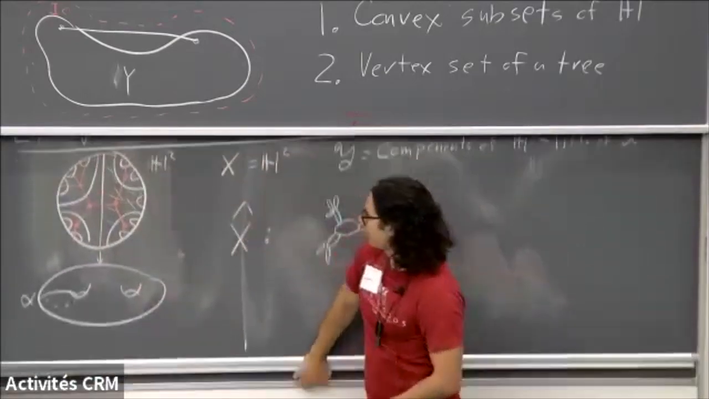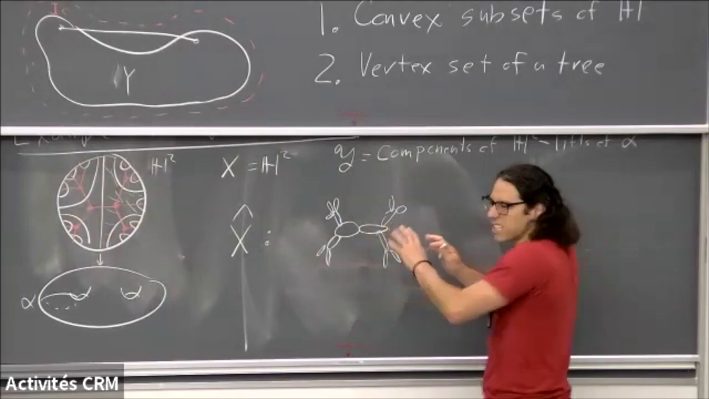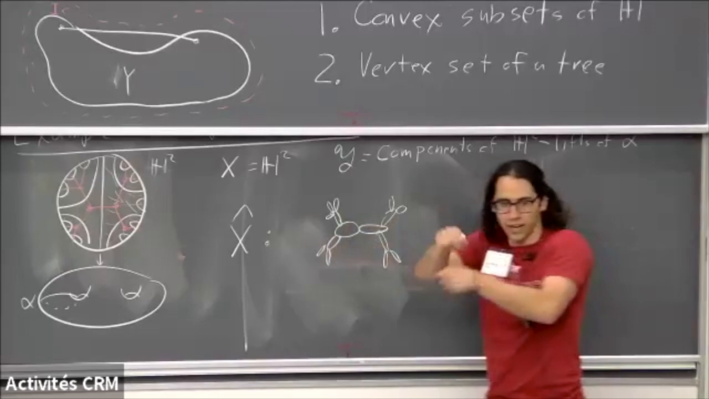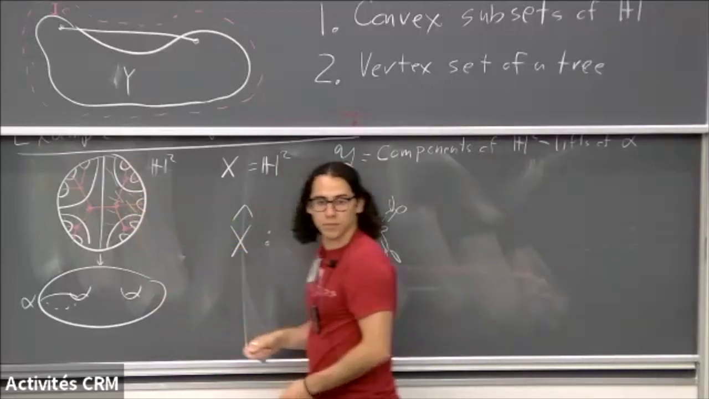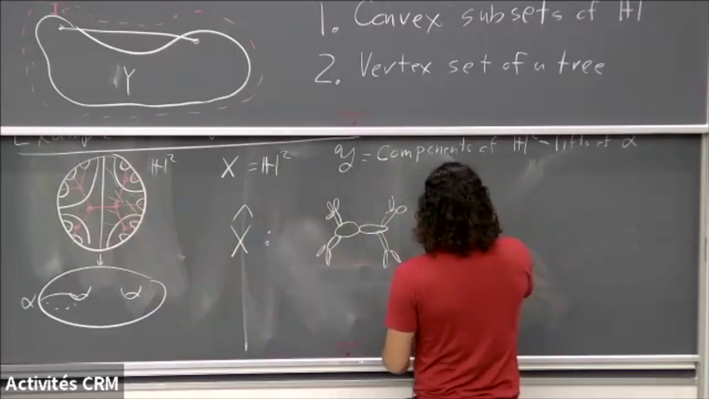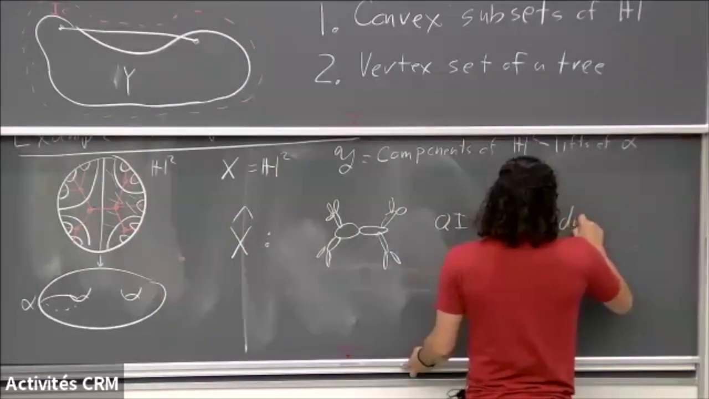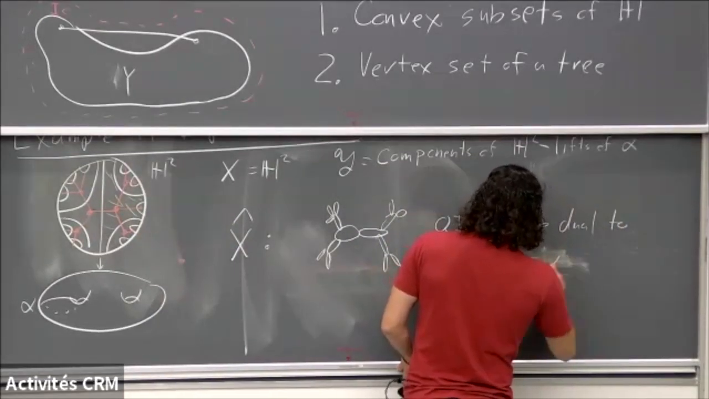Today maybe I won't use this board anymore. So this electrification is not quite a tree, because all these diameter 1 sets are very connected, there are lots of cycles, but it's quasi-isometric to this dual tree. So this is QI to the tree dual to lifts of alpha. I don't know why I spelled that wrong. That was very silly.